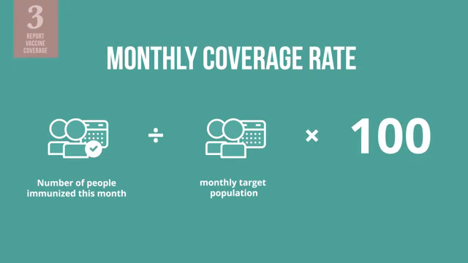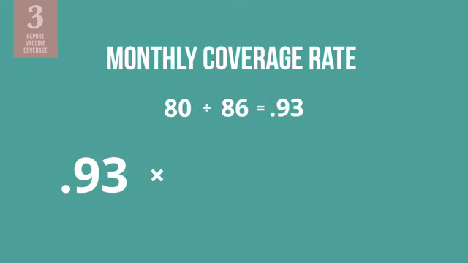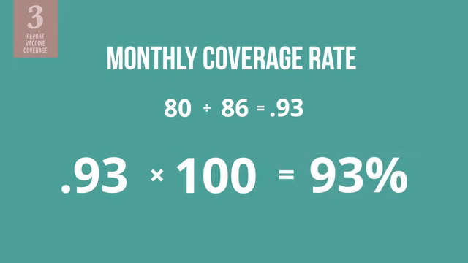For example, let us say 80 children received the BCG vaccine this month. Divide 80 by 86, then multiply the answer by 100. Your monthly coverage rate for BCG is 93%. The same can be done for pentavalent 1 for infants or TT2+ for pregnant women.